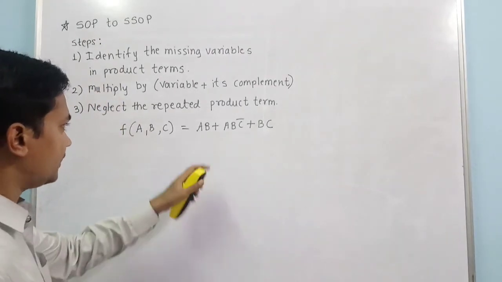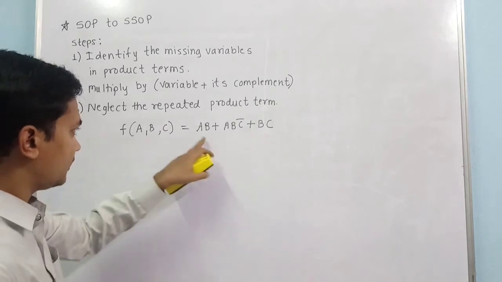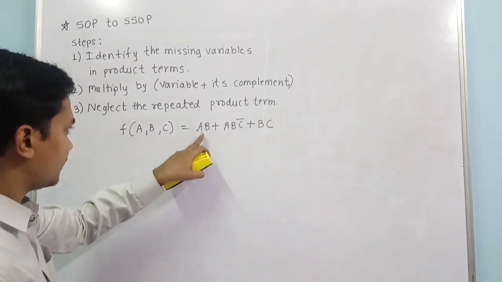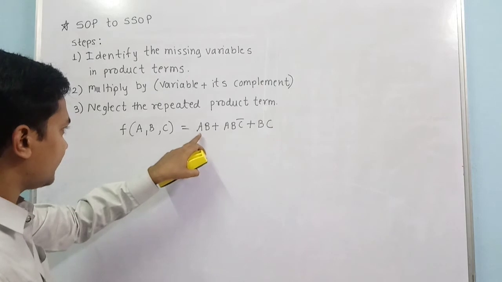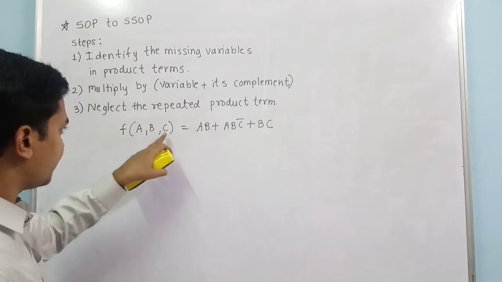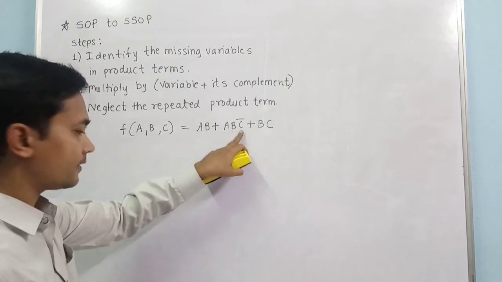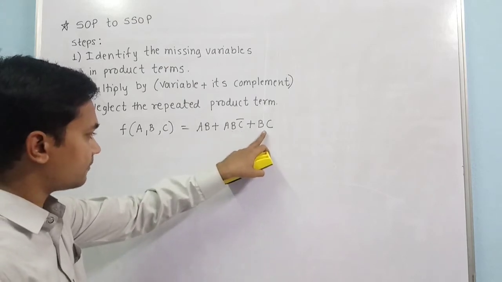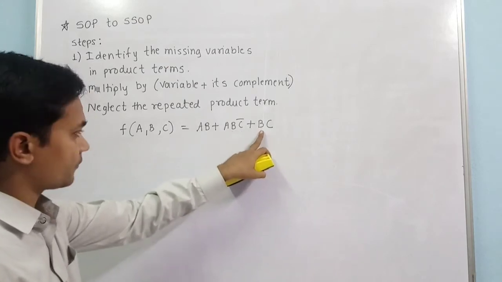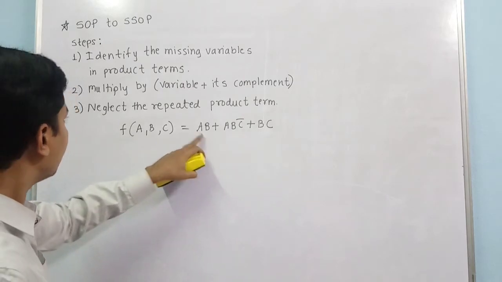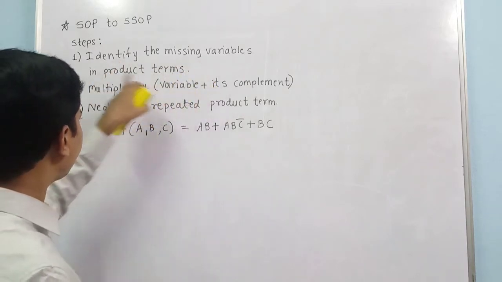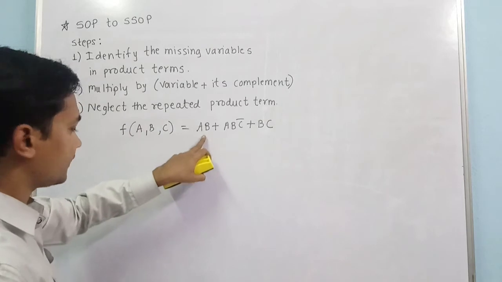Now just see all these terms. In the first term the variable c is absent. In the second term all the variables are present. In the third term variable a is absent. So we have to identify the missing variables in the product term, that is, here c is missing.